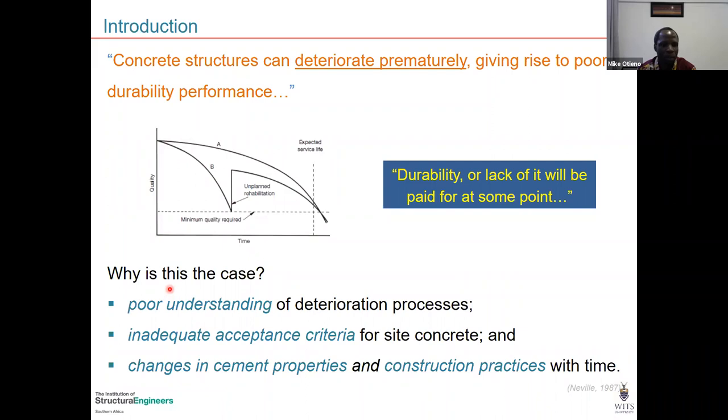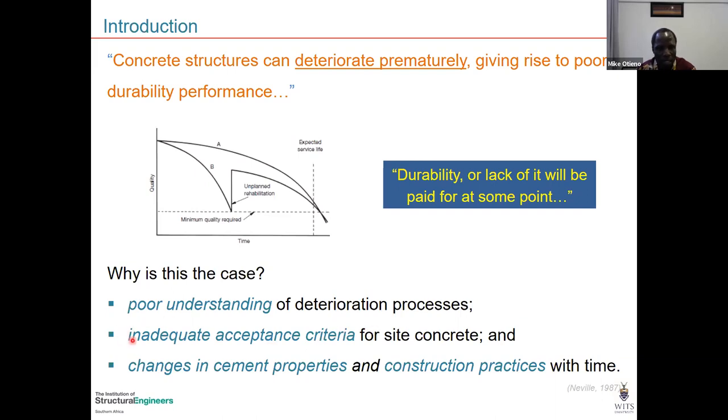One is the poor understanding of deterioration processes, whether it's, for example, steel corrosion, alkali-silica reaction, or soft water attack. We may not have a good understanding of the deterioration process. And this understanding is related to, one, the causes, and two, the rate of deterioration. A third leg would be how to repair the structure, but that is not a subject of this talk today.